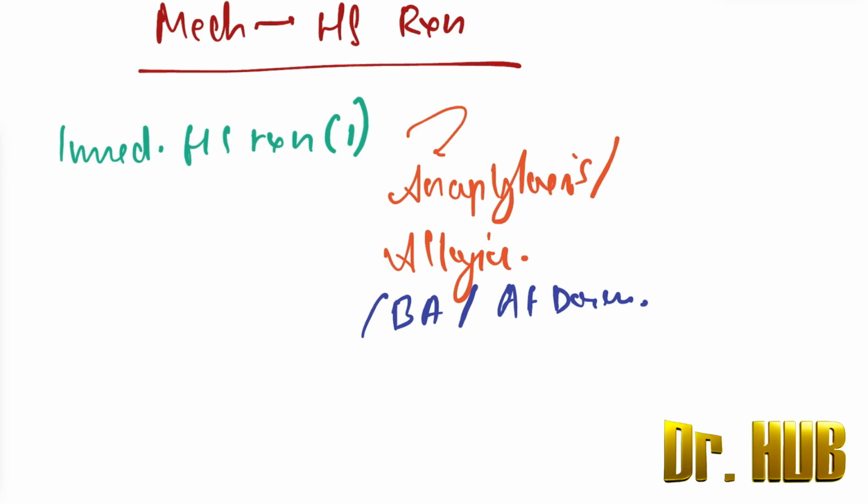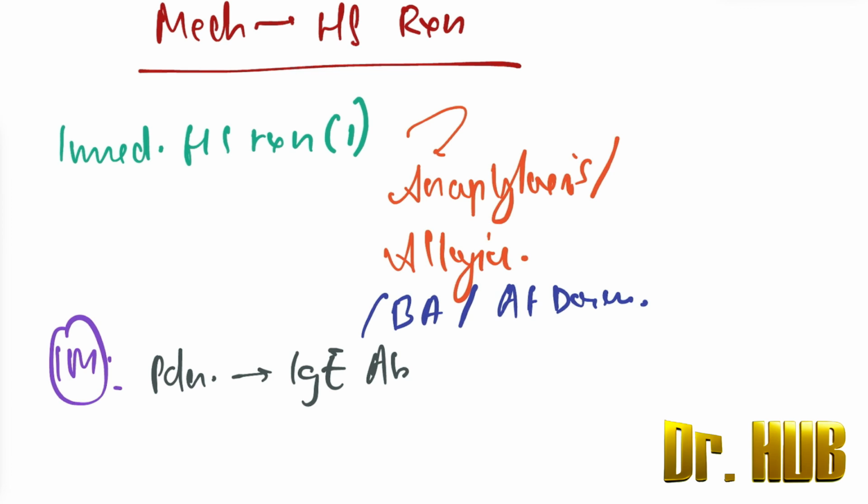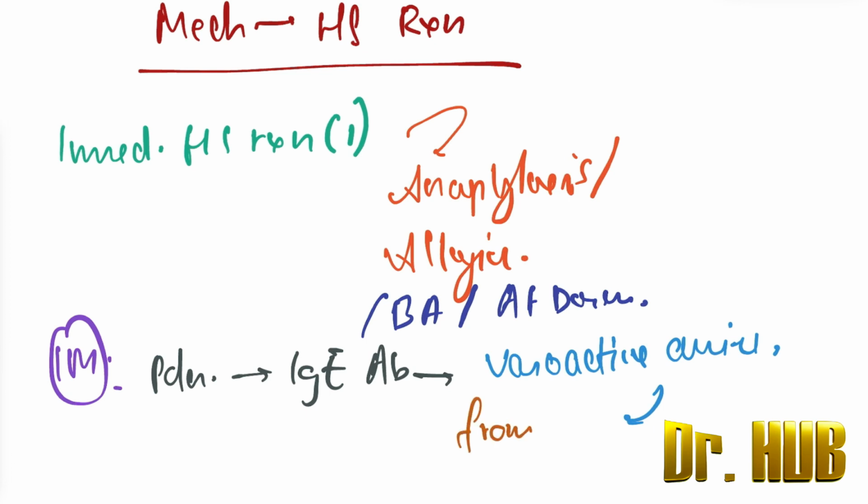So what are the immune mechanisms involved here? The immune mechanism is that there is production of IgE antibodies, and they release vasoactive amines. They are released from mast cells.